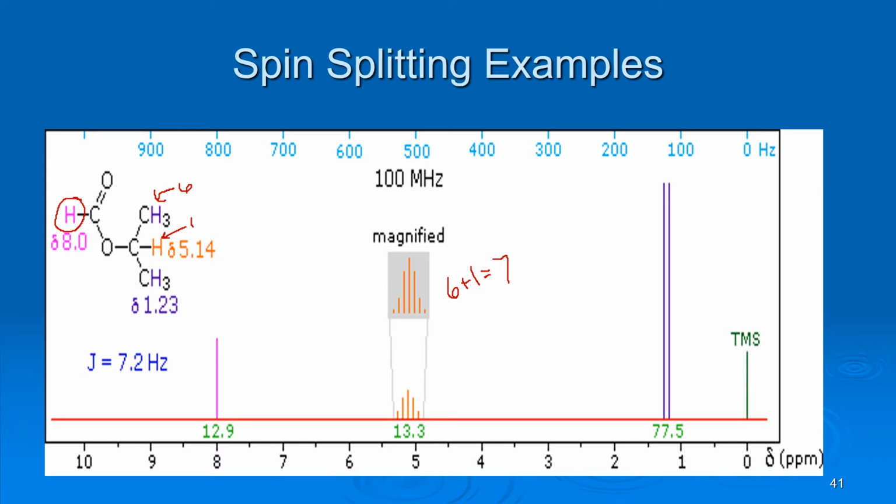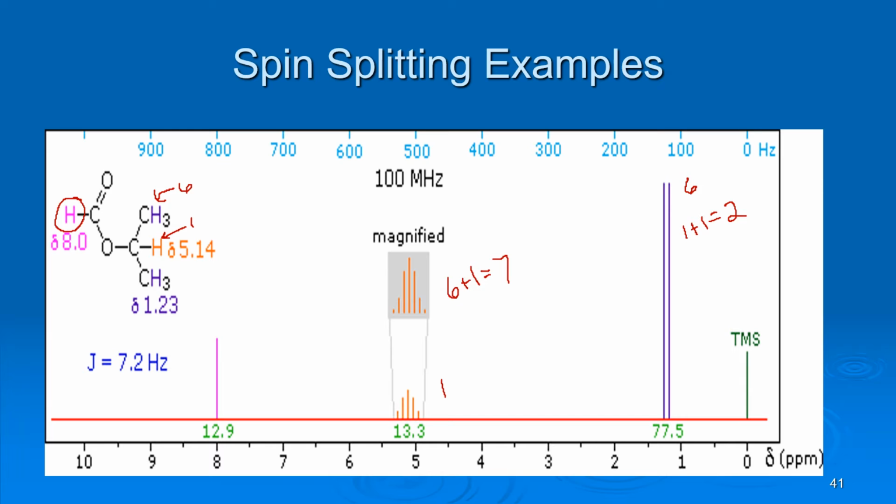And then these 6 are only split by 1, so that's why we see the doublet. 1 plus 1 is 2. So this purple peak has an integration of 6, meaning there's 6 hydrogen, but it's split into a doublet. This orange one has an integration of 1, but it's split into 7 because of its 6 neighbors. This one's not split into any because it's all by itself.